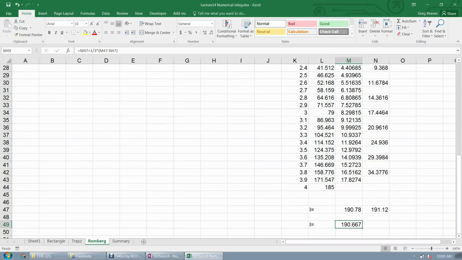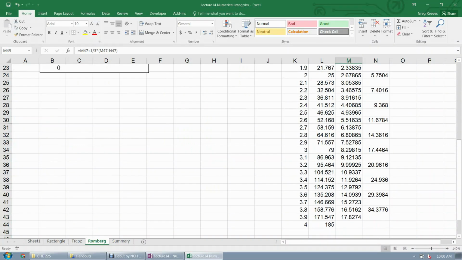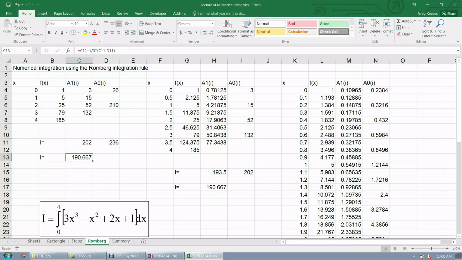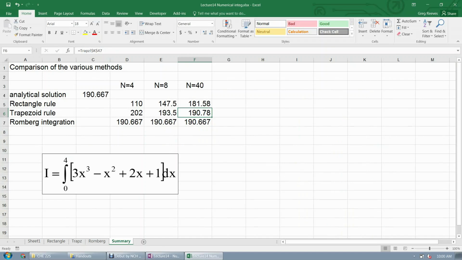What this is telling us is that more than likely, 190.667 is basically the exact answer. And you got this exact answer up to 3 decimal places with just 4 subintervals using Romberg integration.